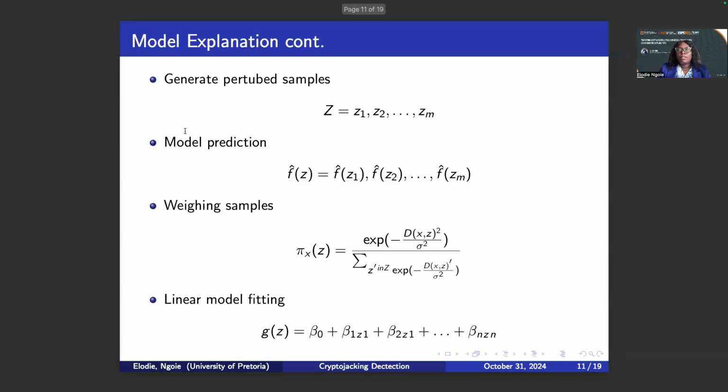Next will be the mathematical representation of LIME. It has 3 steps. First step is to generate the perturbed samples. We have the model prediction, which has its own formula, and then the weighing sample and the linear model fitting.